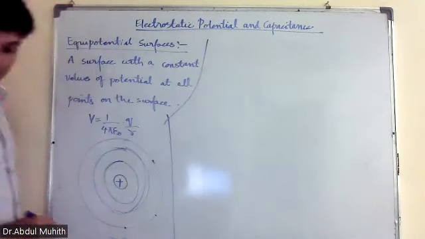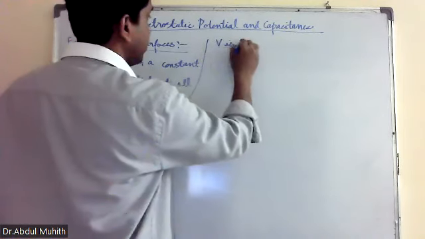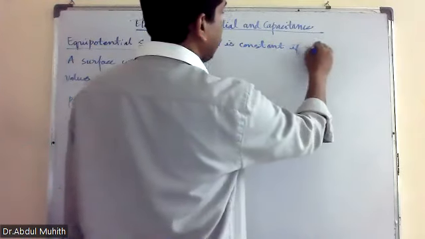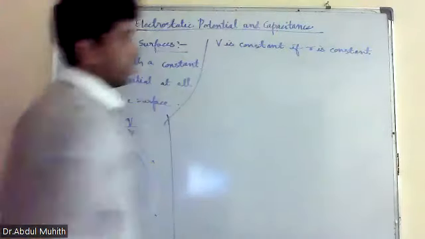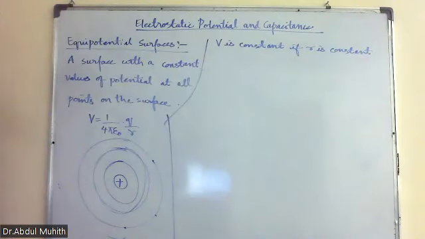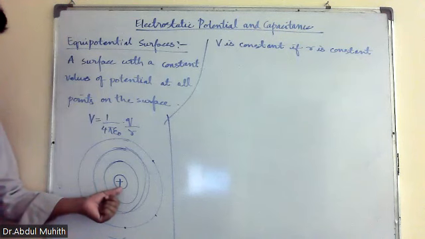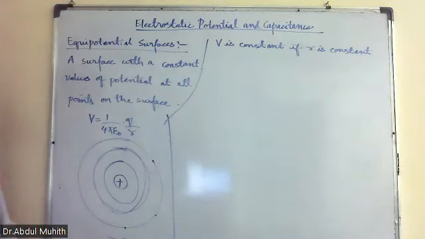So what is the value here? V is constant if R is constant. So equipotential surfaces are concentric spheres, for a single point charge. If you are taking a single point charge, they are concentric spherical surfaces centered at the charge.